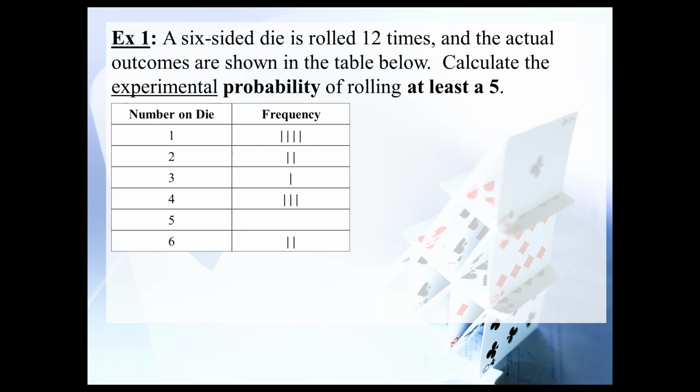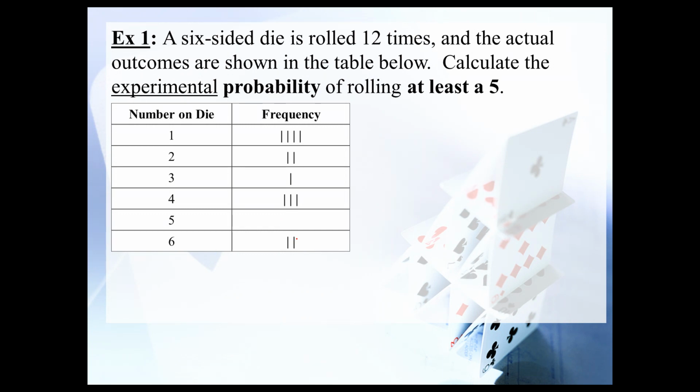Okay, so when I did this, I rolled the die 12 times. I got a 1 4 times. I got a 2 2 times. I got a 3 once. I got a 4 3 times. I didn't get a 5 at all after rolling it 12 times. And I got a 6 twice.